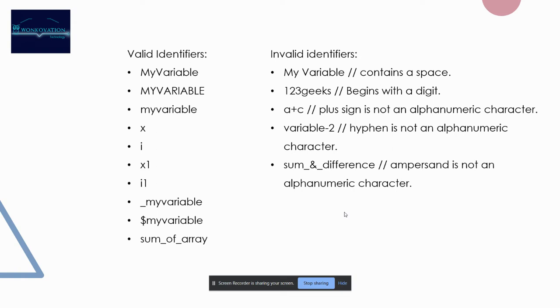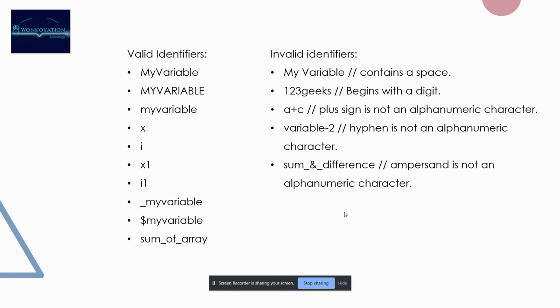sum_of_array is again a valid identifier because it consists only of alphabets and underscores, and both of them are allowed in identifiers. Now, invalid identifiers. my variable consists of a space in between my and variable, so it isn't a valid identifier. 123geeks, again, is starting with digits, so it won't be a valid identifier. We can make it geeks123 to be a valid identifier. a+b. Since plus is not allowed, only alphanumeric characters, dollar sign or underscore, it is not a valid identifier. variable-2. Again, this is not a valid identifier because hyphen is not allowed. And the same goes for the ampersand in sum_&_difference.